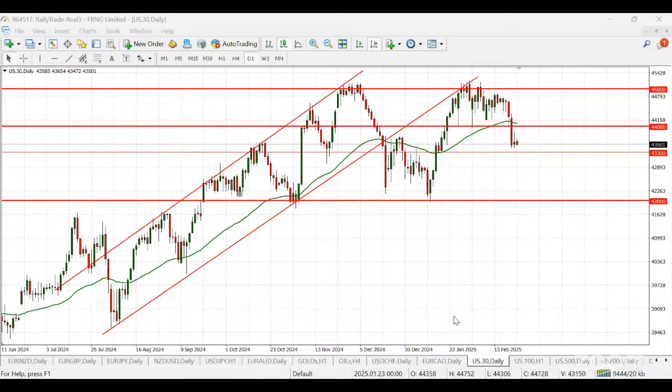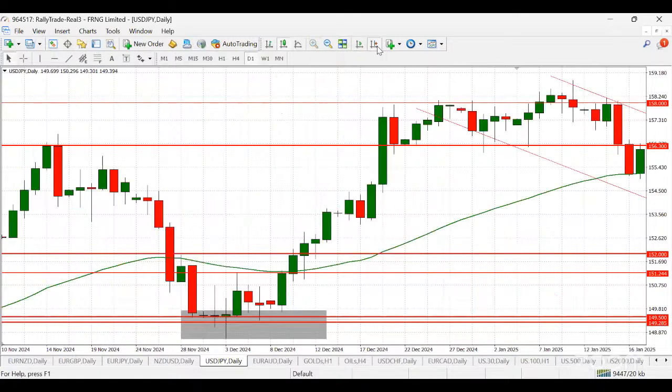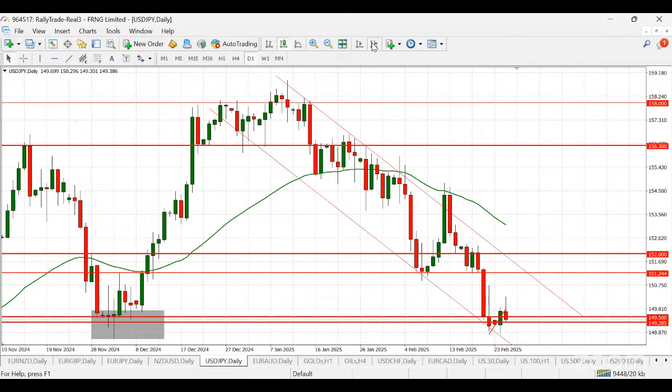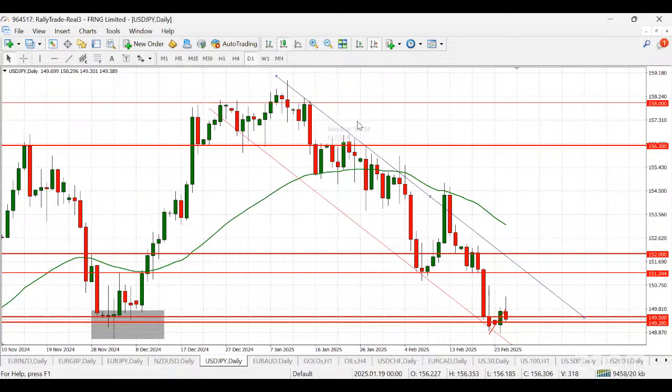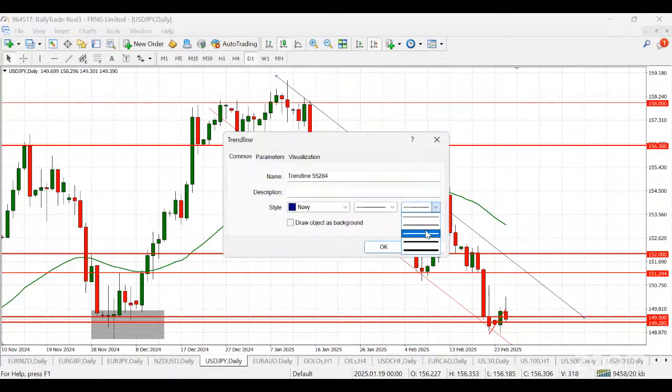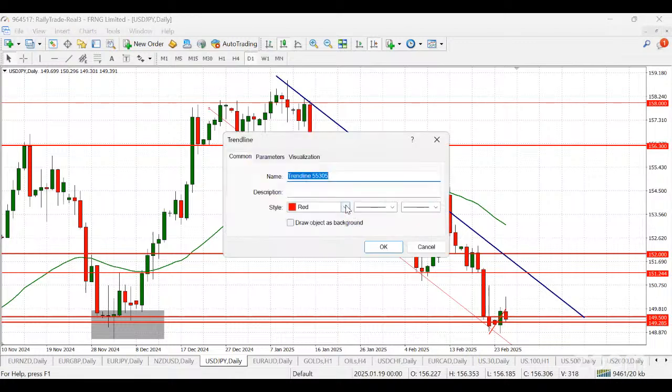Okay, USD JPY, let's see. Now, this is what we have on USD JPY currently, a descending channel. Now, what that means is that if you look at these two trend lines that we have, this is on the daily time frame now. This is the resistance here, this one here resistance, and this one here, support.